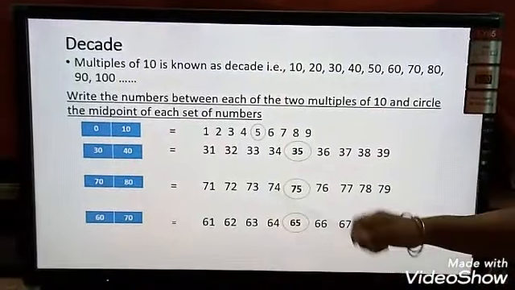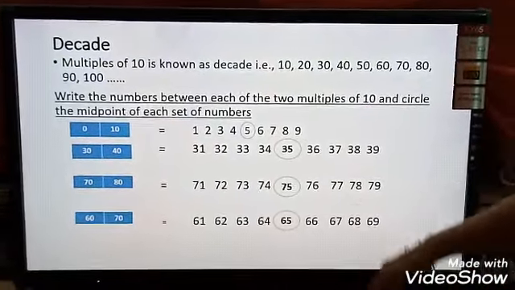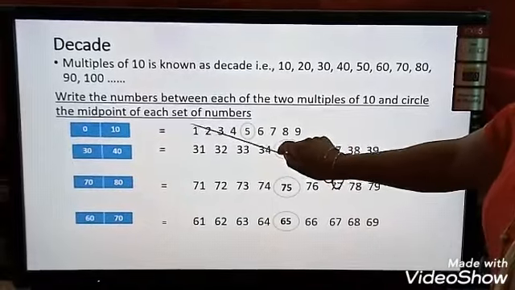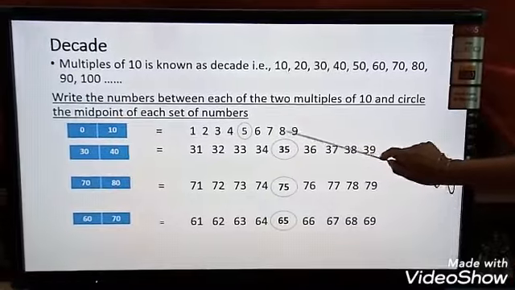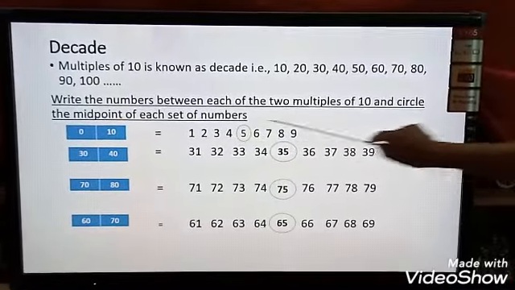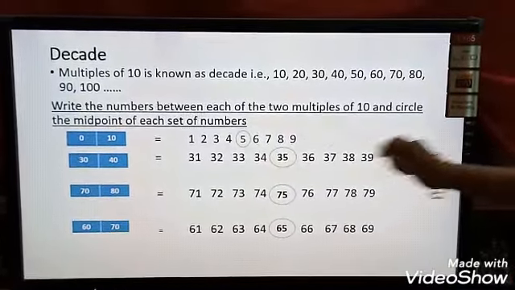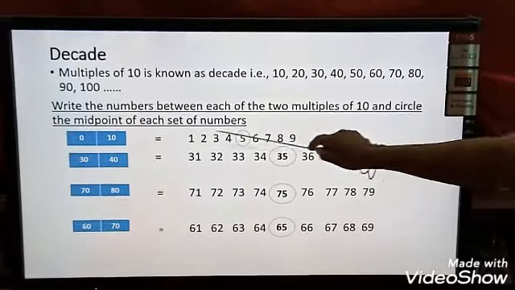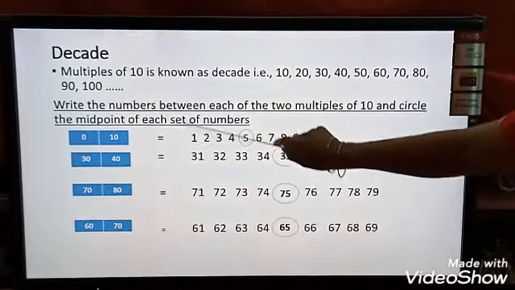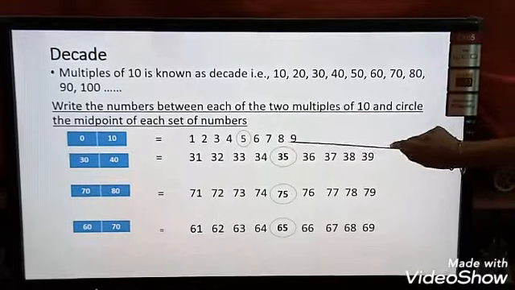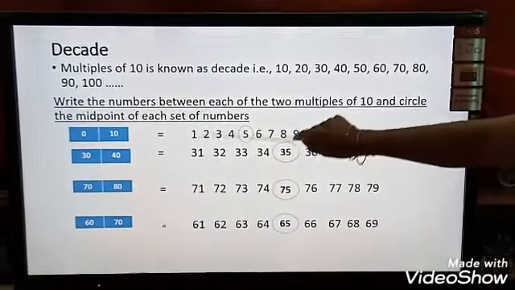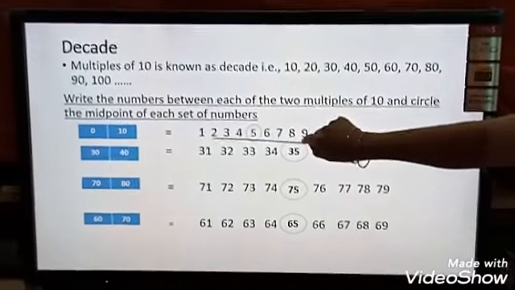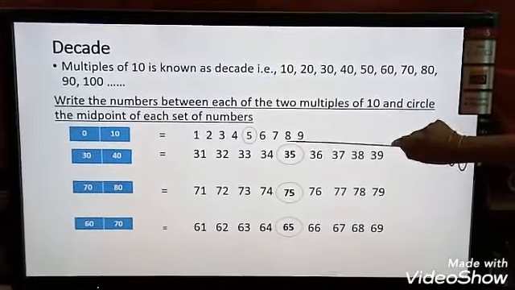How to find the midpoint, that is the center number? You can see that we have 1, 2, 3, 4, 5, 6, 7, 8, 9. How many digits are there? There are 9 digits over here. So count from your left one number and from your right one number. So underline them first and then go to the next number, underline 2 and then underline 8.